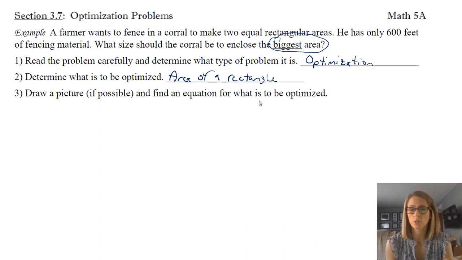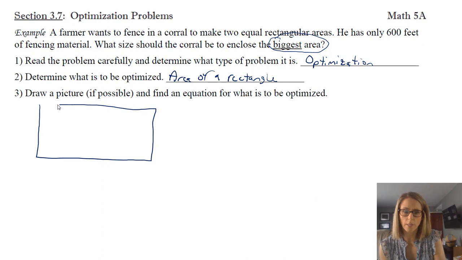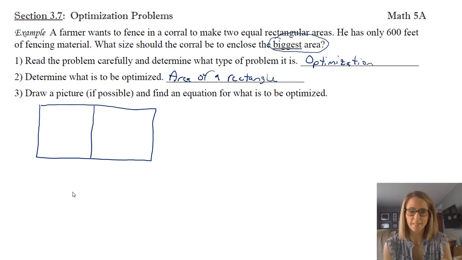So the third step is to draw a picture and find an equation for what's to be optimized. So this is kind of getting into the big part of this. But you'd want to draw a corral. So notice that what we're being told is that we're creating a corral of 2 equal rectangular areas. So I'm just going to do this. I know this might look like a square, but they're not. They are rectangular. And we're going to start putting in our own variables.